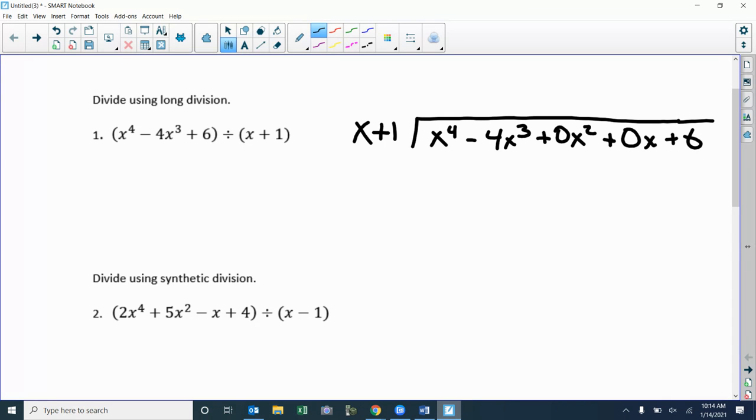So first thing, don't make that mistake. If we're missing those powers, what do you gotta put in there? You gotta put that 0 in there. Does everybody remember that? Okay? All right, we're ready to roll straight down.